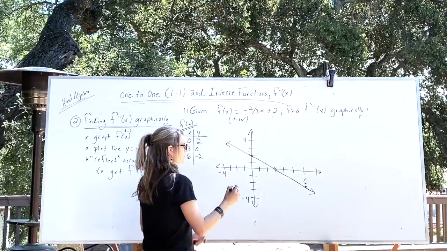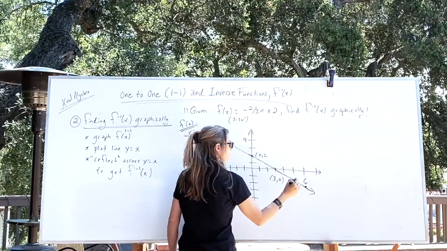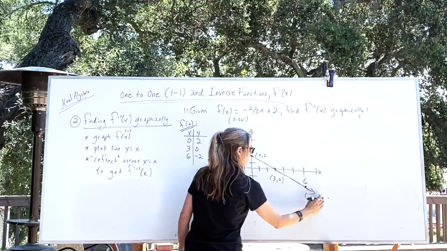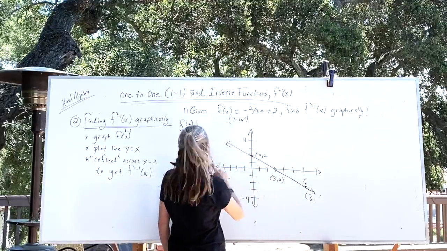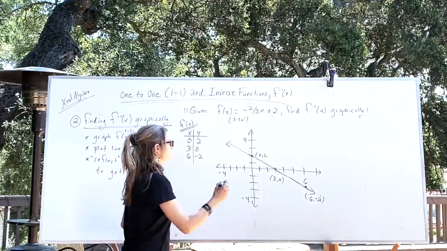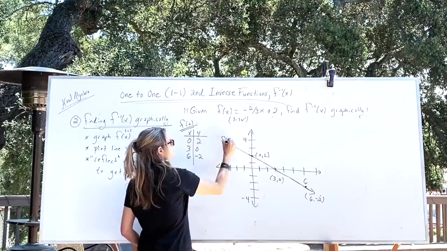Okay, so what we have here is (3, 0), (0, 2), and then the point (6, 0). No, not (6, 0), (6, -2). Okay, I might come back and change their position. So that is my function. I'm going to label it.